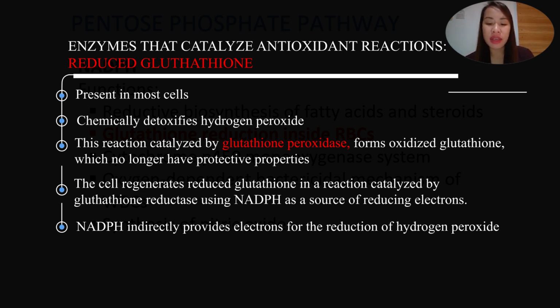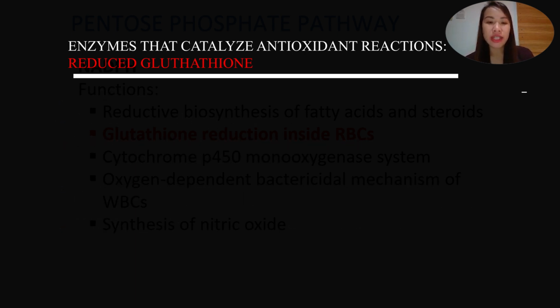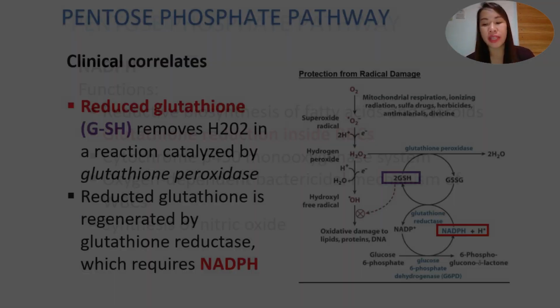So in the absence of NADPH, we will not be able to produce reduced glutathione. Therefore, these antioxidants will not be catalyzed. So NADPH is the source of reducing electrons in this process. So therefore, we can say that NADPH indirectly provides electrons for the reduction of hydrogen peroxide.